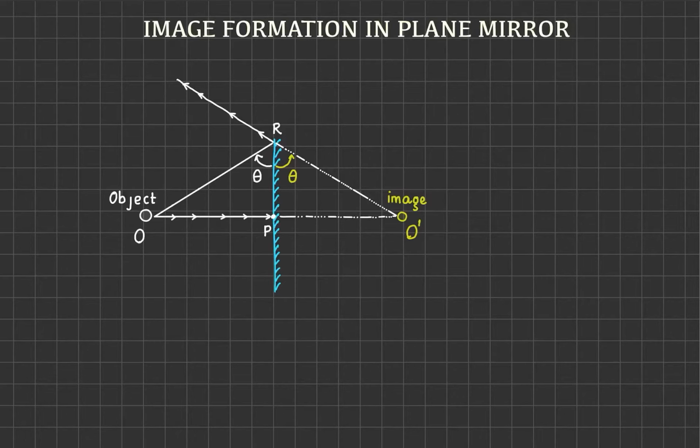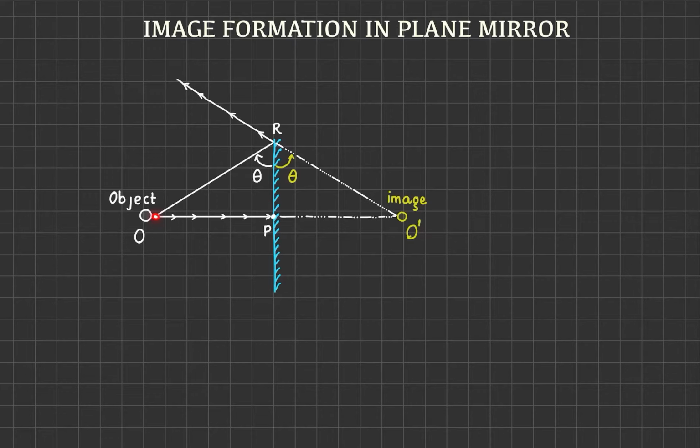Hello students, so we will be discussing image formation in a plane mirror right now. Right here in a blue line we are given a mirror. In front of the mirror we have an object and we name it O, and our task is to locate the image. Here are the rules that we need to follow to locate the image.